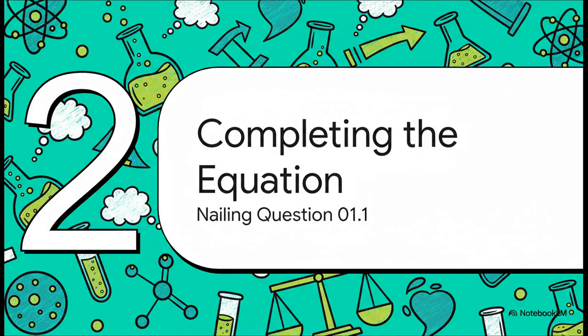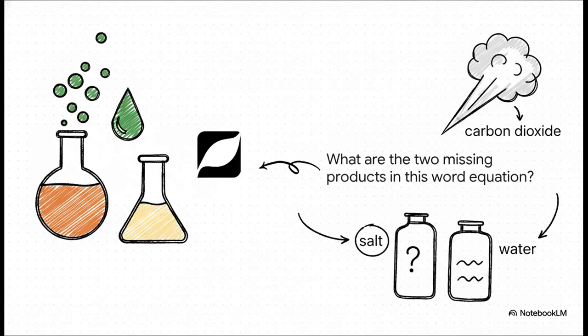All right, let's jump into the first part. Question 01.1. It's a 2-marker and it gets right to the heart of the reaction. All you've got to do is complete a word equation. So we've got copper carbonate reacting with sulfuric acid. The question tells us one product is carbon dioxide. But what about the other two?